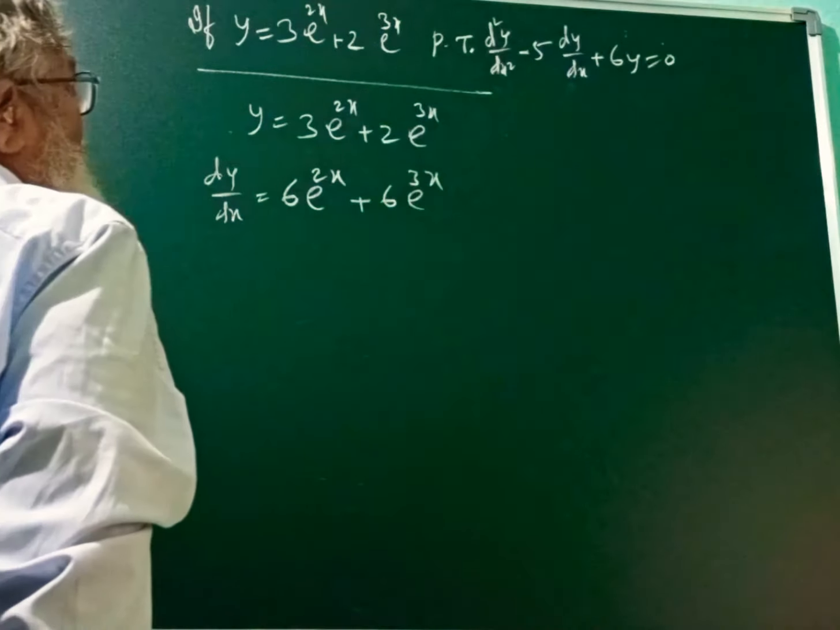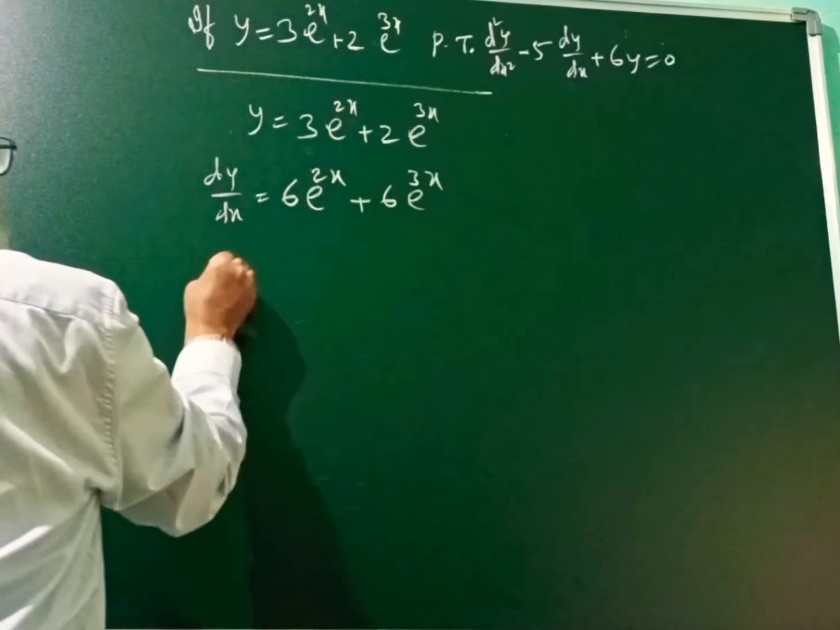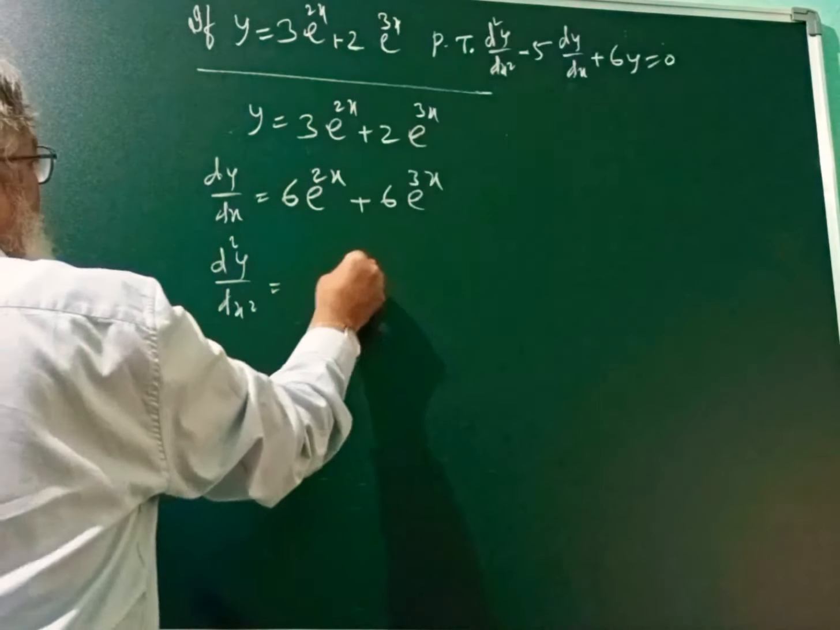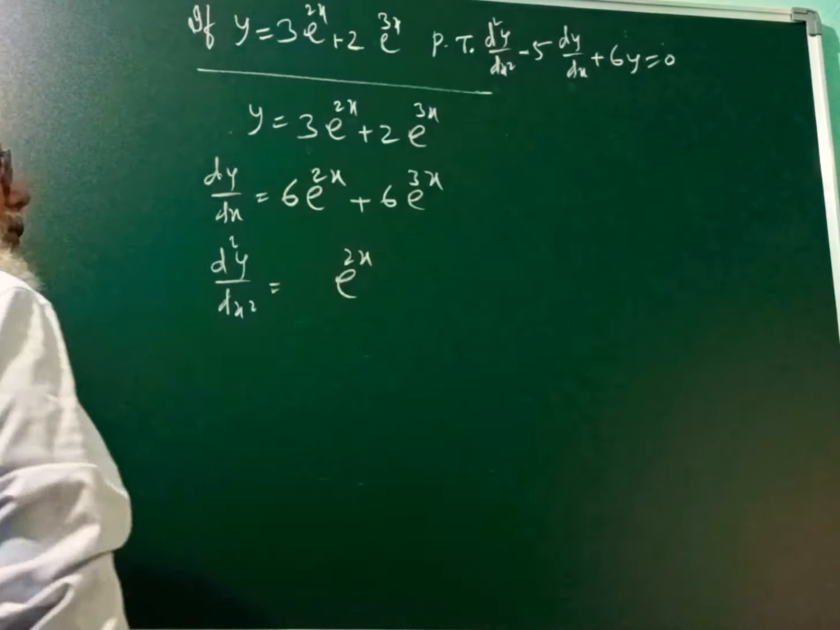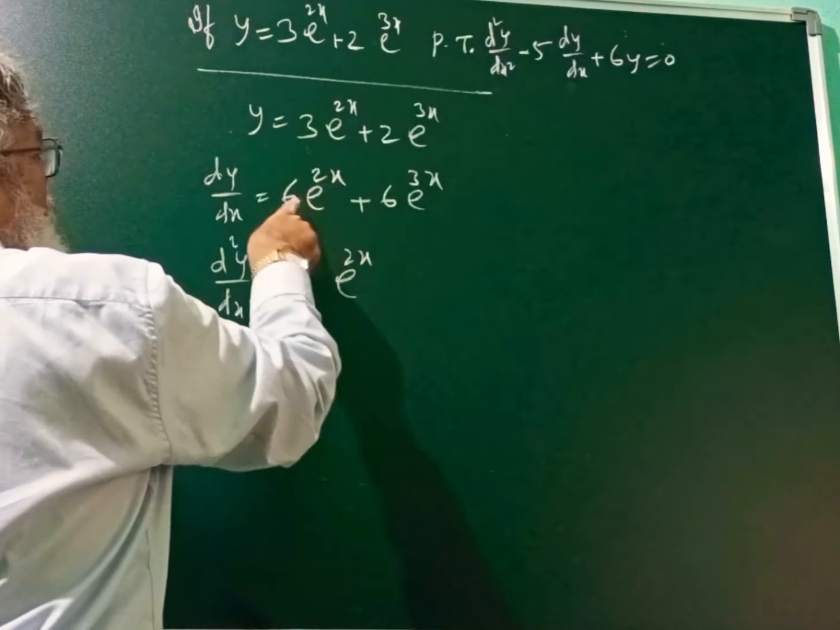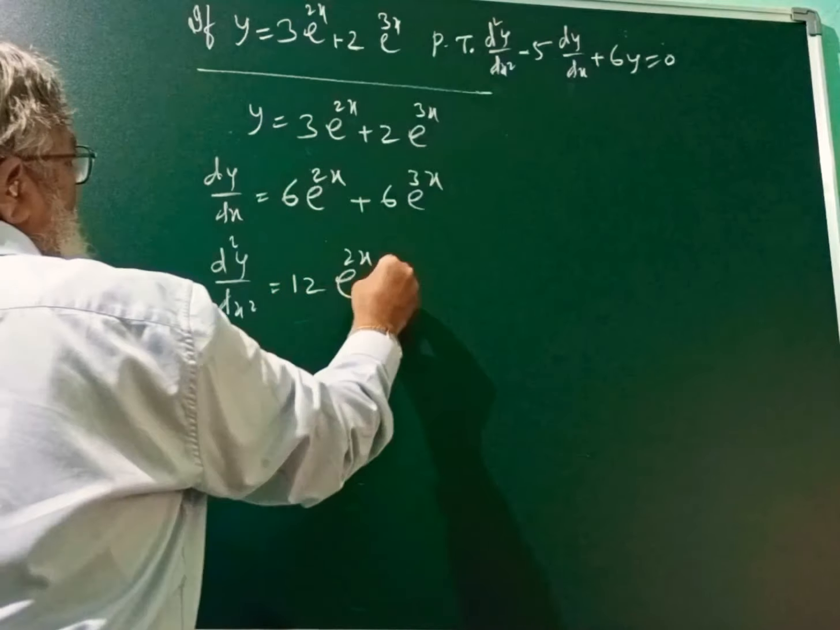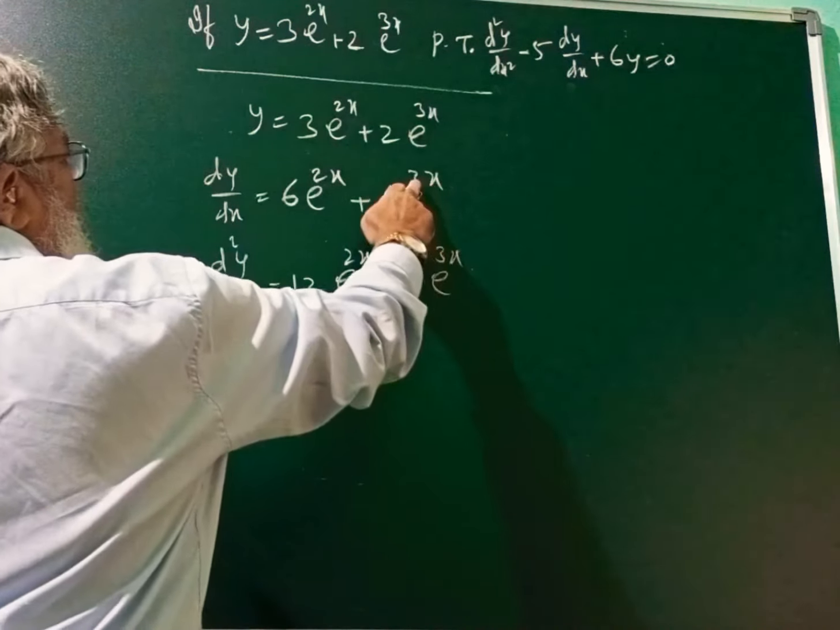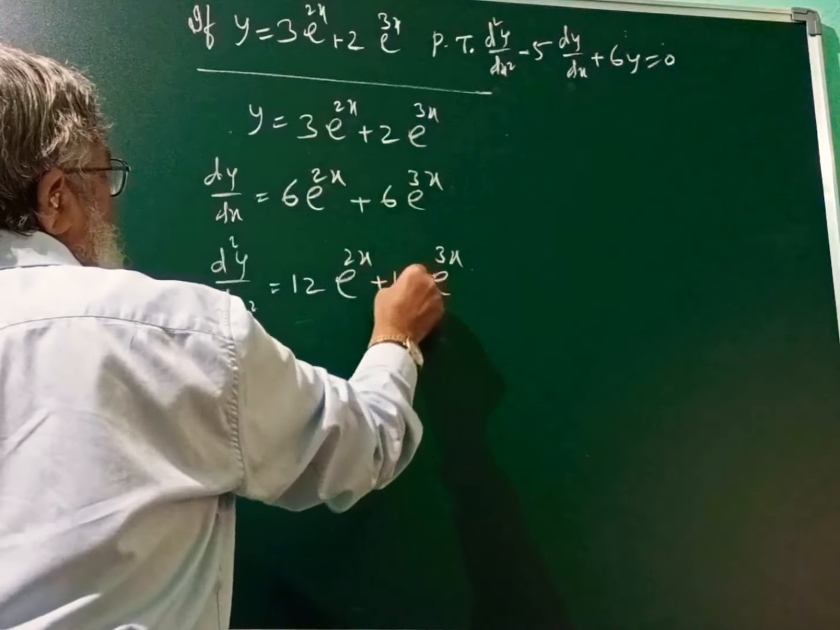One more differentiation we have to do. D square y by dx square. That is differentiation of e raised to 2x is e raised to 2x, differentiation of 2x is 2, into 2 means it is 12. Plus here also e raised to 3x, differentiation of 3x is 3, into 3 means it is 18.